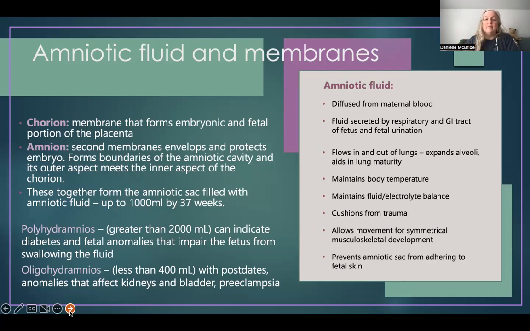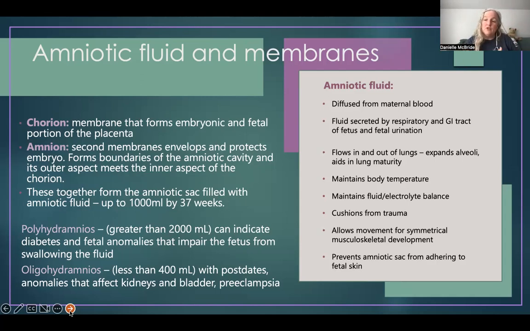The chorion is the membrane from the embryonic and fetal portion of the placenta, and the amnion is the second membrane that goes around. Together these protect the baby from things like infection coming in, and they hold the amniotic fluid in place. At 37 weeks, which is term, there's about 1,000 mL of fluid encompassed in that.